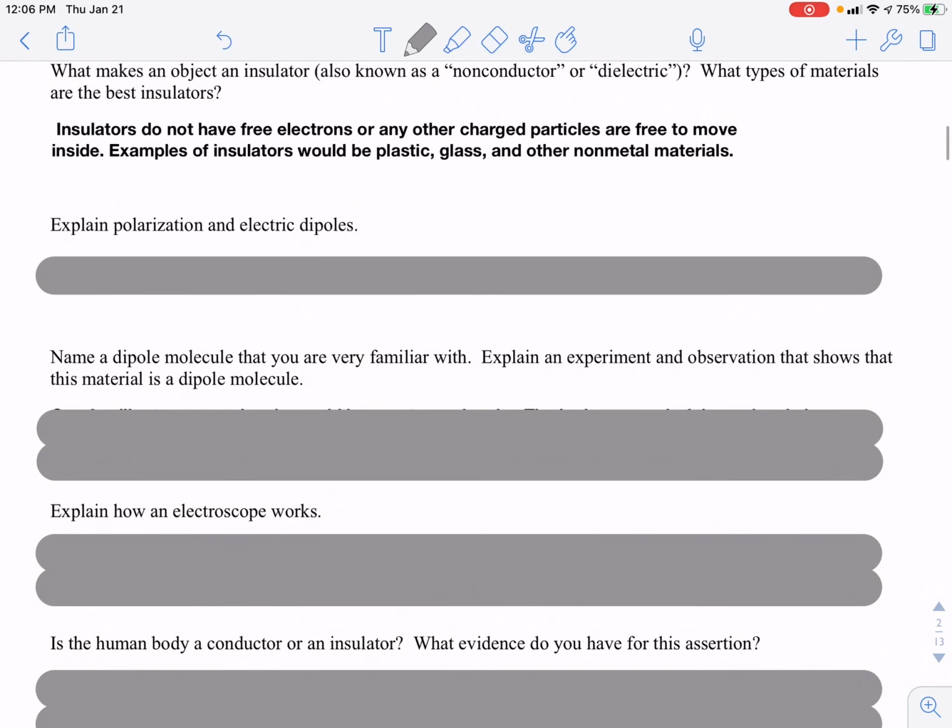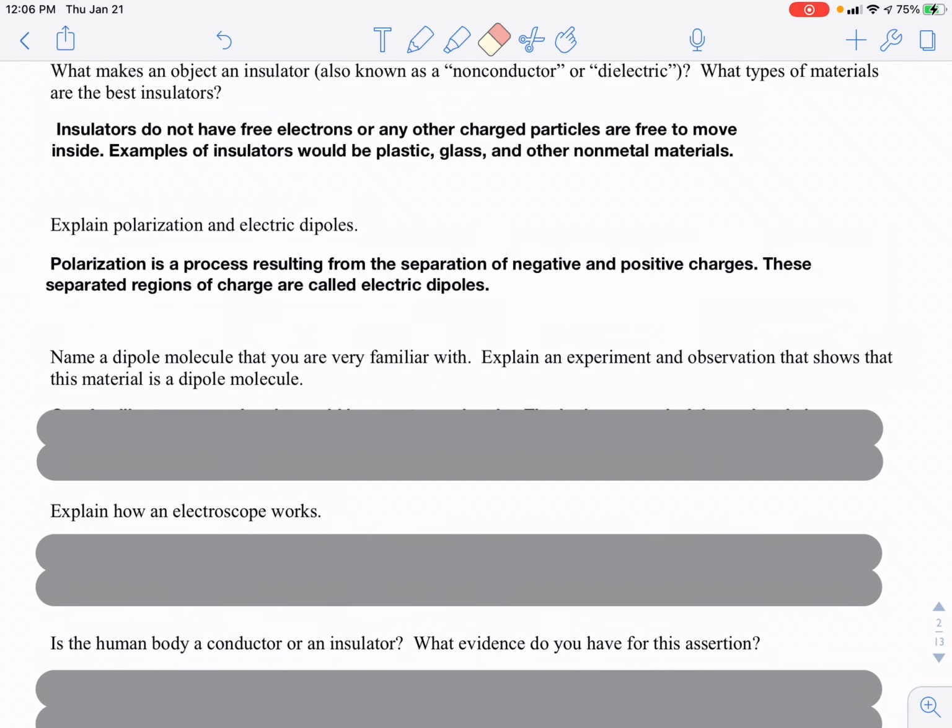Explain polarization and electric dipoles. Polarization is the process resulting from the separation of negative and positive charges, like we saw with the animation of the balloon and the wall. The wall became polarized because the negatively charged balloon repelled the negative charges further inside the wall, separating the negatively charged inside of the wall from the positively charged surface of the wall. These separated regions are called electric dipoles.